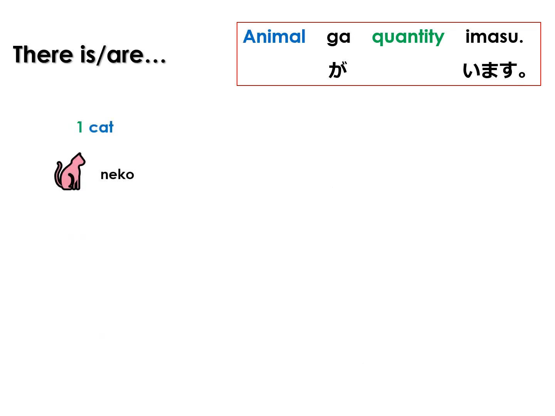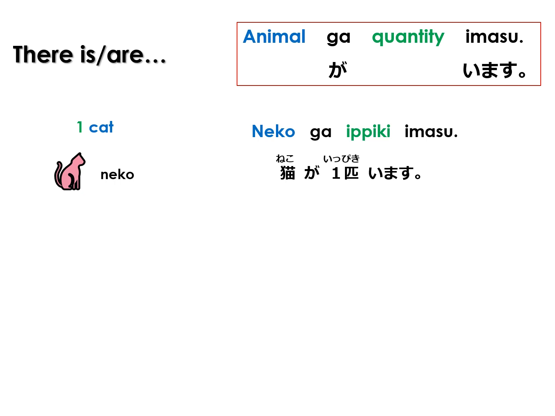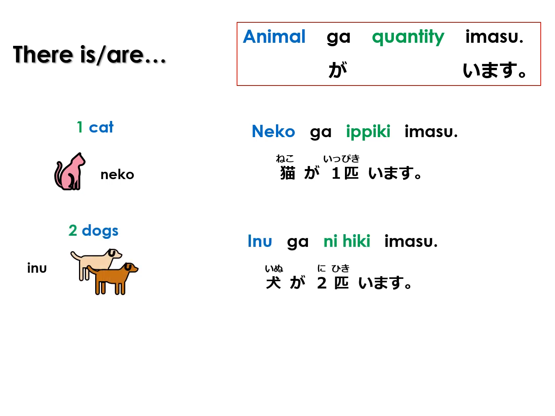How do you say there's one cat or neko? Neko ga 1匹います. How do you say there are two dogs or inu? Inu ga 2匹います.